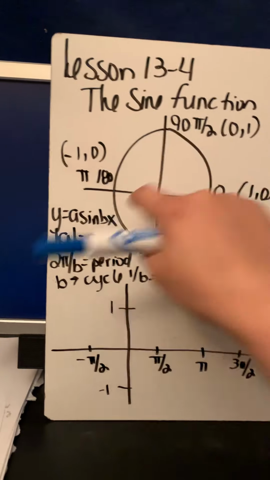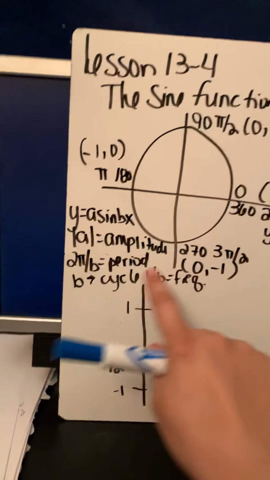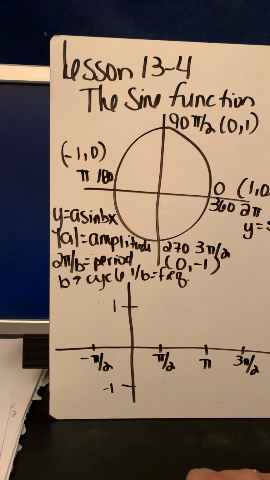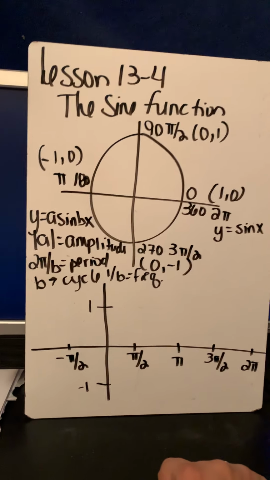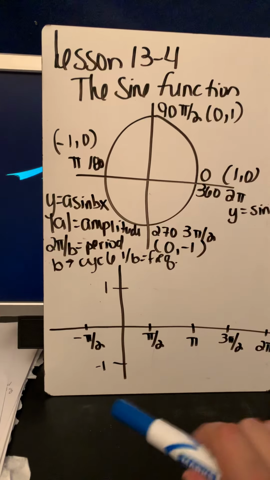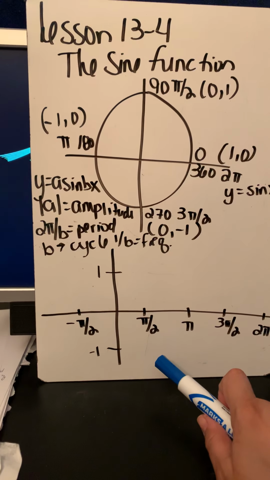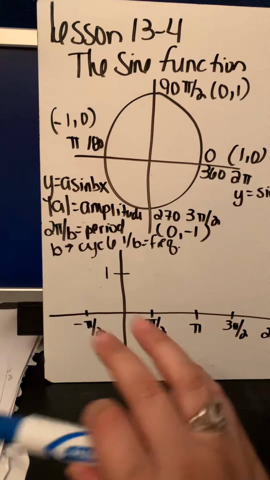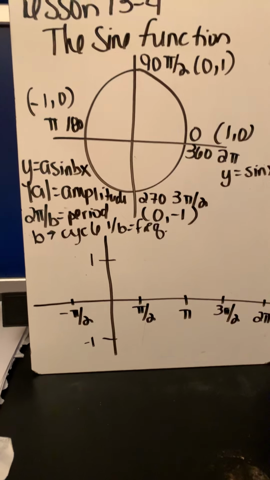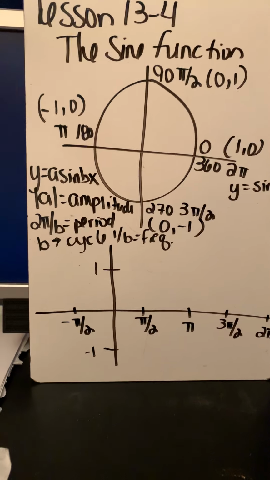It's at 0, 1, 180, which is at pi, 270, which is at 3 pi halves, 360, which is at 2 pi. One complete revolution of this is 2 pi. They'd be like, graph everything, do one complete all the way to 2 pi. And I'll show you how to do that here in just a sec.